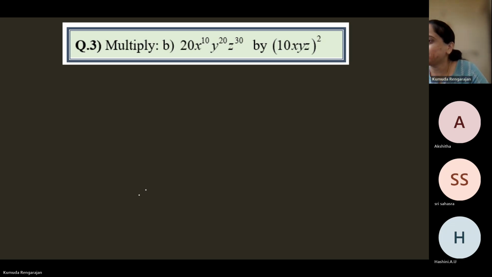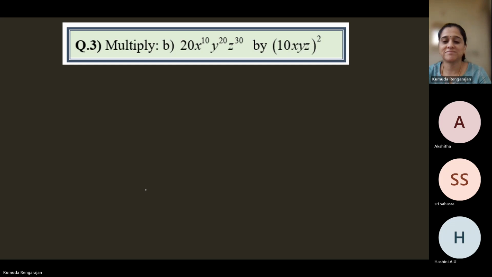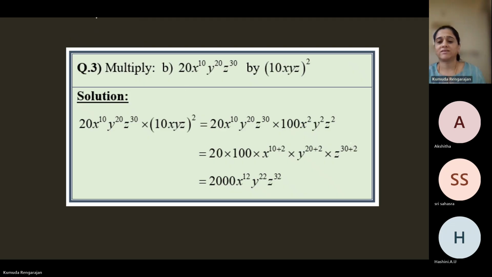What's the answer here? Tell me. Ma'am, 2000 x power 12, y power 22, z power 32. Same answer? Perfect. Correct, Hasini. Okay, ma'am. I'll catch you in the test then.